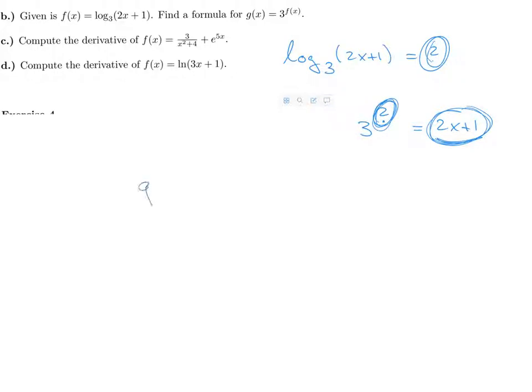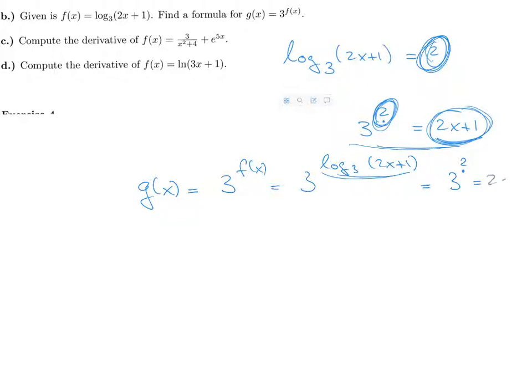So now if we consider this function g of x as 3 to the power of f of x, which is 3 to the power of the logarithm to base 3 of 2x plus 1, and this here is exactly our question mark, well, then we have 3 to the power of question mark, and this is just 2x plus 1.